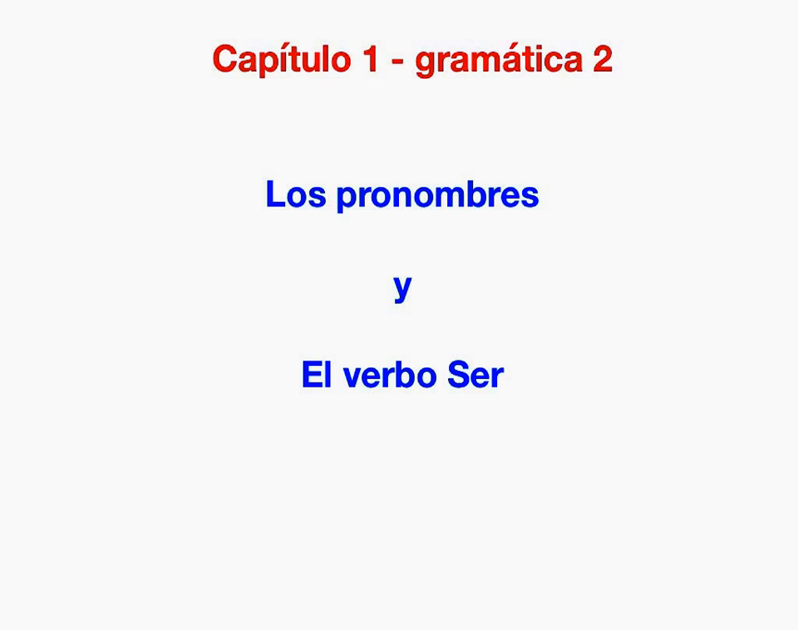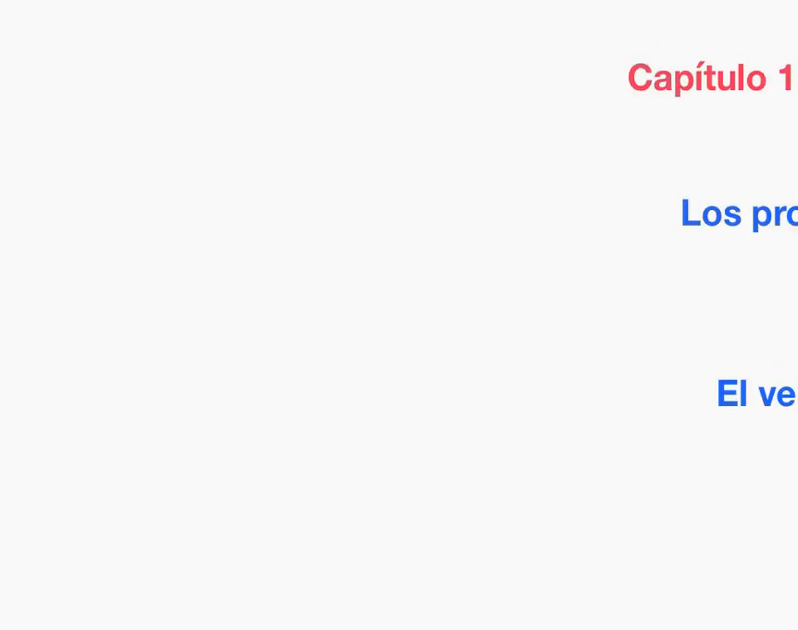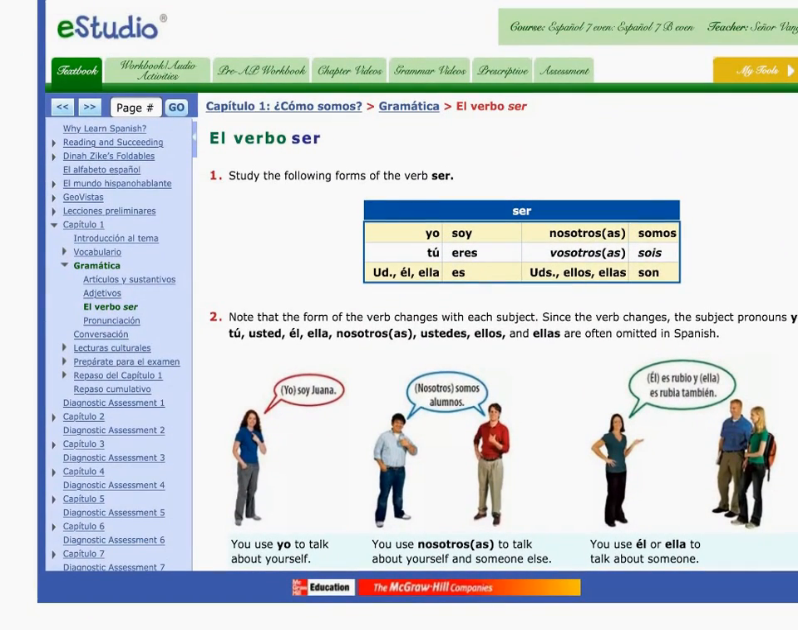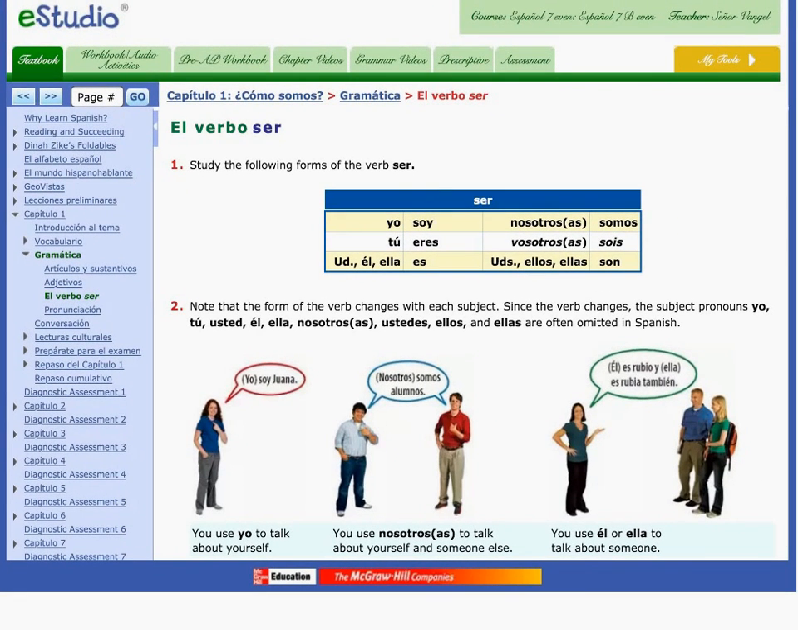So let's take a look at what the book page looks like. If you need to know how to get to it, it's Capítulo 1, gramática, and then el verbo ser. This is what the book page looks like. It gives you the forms of the verb ser. We'll talk about that in a second. And if you want to read through, it gives you use of subject pronouns. But it doesn't actually explain what they mean. So that's what I'm going to do with this presentation, and I'm going to show you some tips on how to use the subject pronouns.